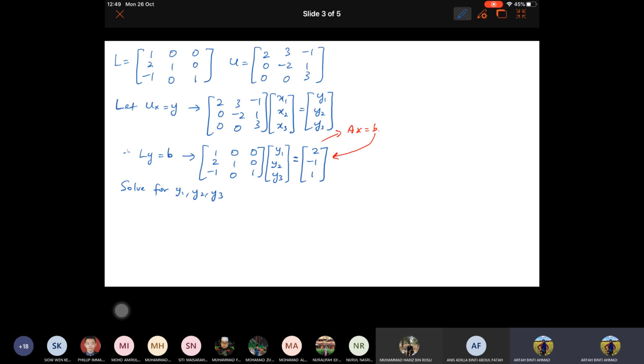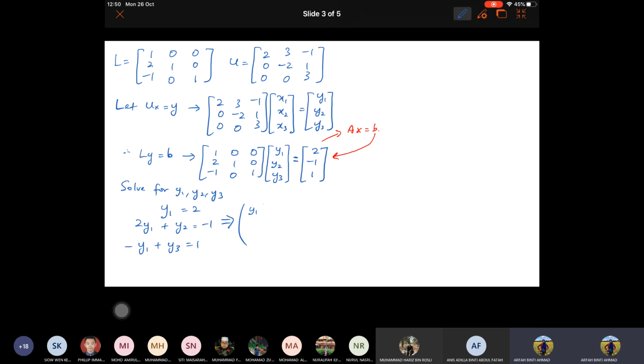Okay. So kalau awak tengok kita kembangkan persamaan ni. Y1 sama dengan 2. 2 Y1 tambah dengan Y2 sama dengan negatif 1. Negatif Y1 tambah dengan 0 Y2 tambah Y3 sama dengan 1. So boleh selesaikan kan untuk Y1, Y2, Y3 daripada persamaan ni? Boleh ke tak? Boleh. Okay. So boleh selesaikan daripada sini. Awak akan dapat Y1 sama dengan... Okay. So you will solve from here.